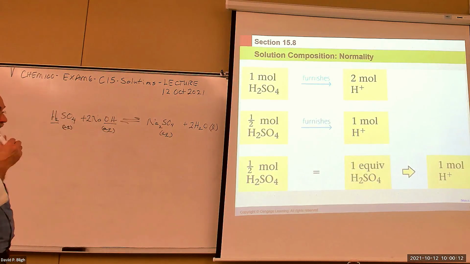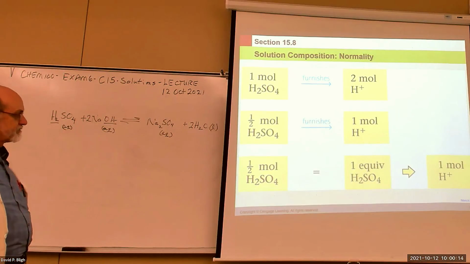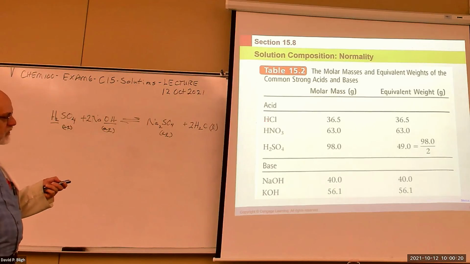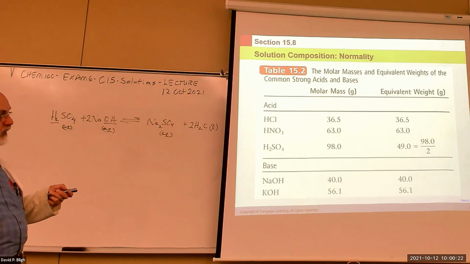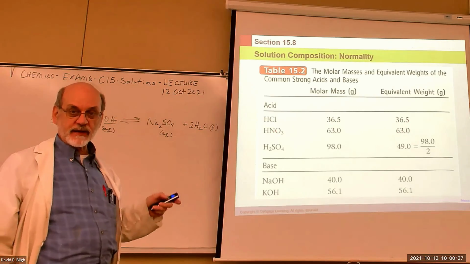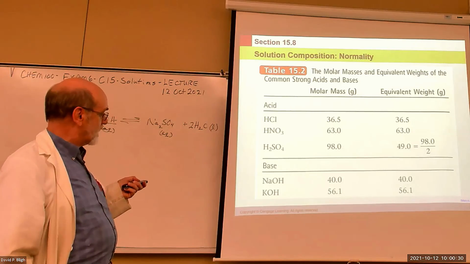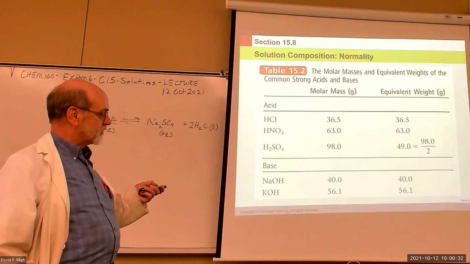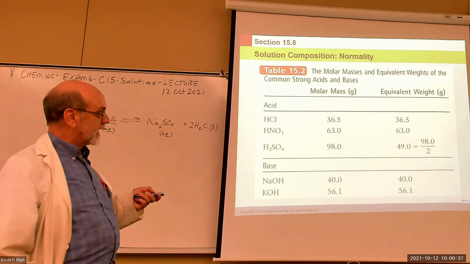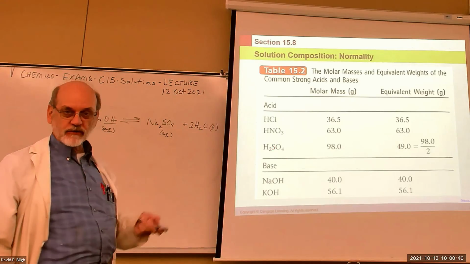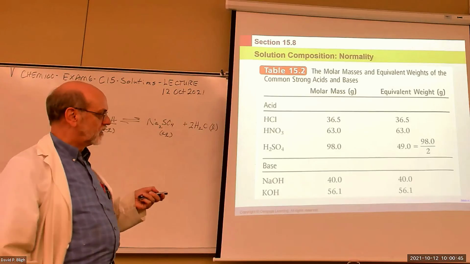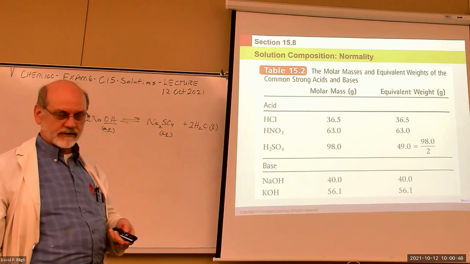And that's what this slide is supposed to illustrate. Here we have the molar mass of hydrochloric acid is 36.5 and its equivalent weight is 36.5. Same for nitric acid. It's all based upon how many hydrogens they produce. Whereas H2SO4 has a molar mass of 98, but an equivalent weight of 49. So 49 grams of H2SO4 is equal to 1 equivalent, or it makes 1 mole of hydrogen ions.